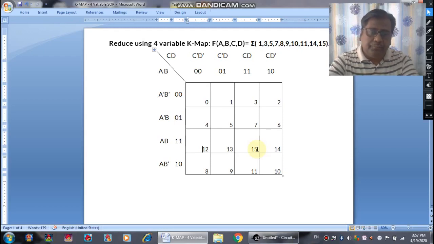Then you have to write the minterm of each gray code. For 00 in terms of AB we will write A bar B bar, for the next one A bar B, for the next one AB, and AB bar for the 10. Similarly at the top for 00 you will write C bar D bar, for 01 C bar D, for 11 CD, and for 10 CD bar.